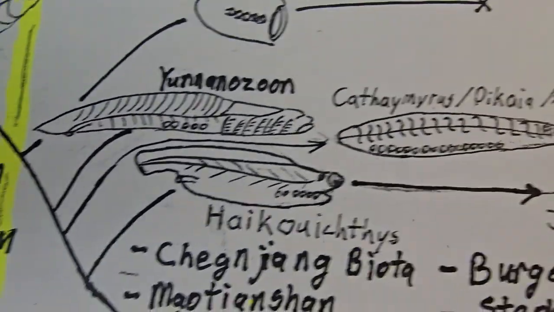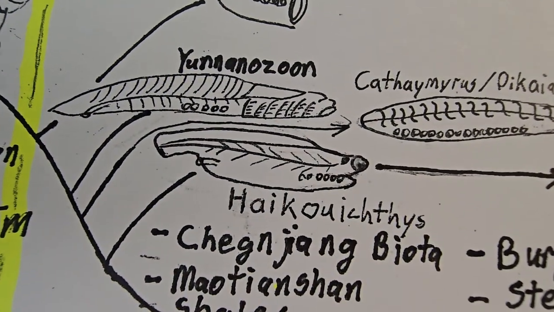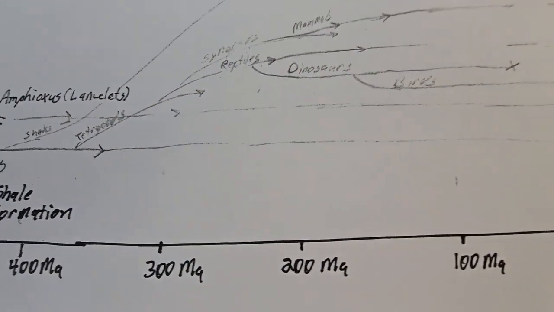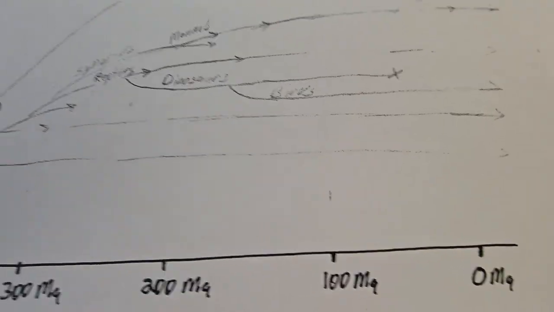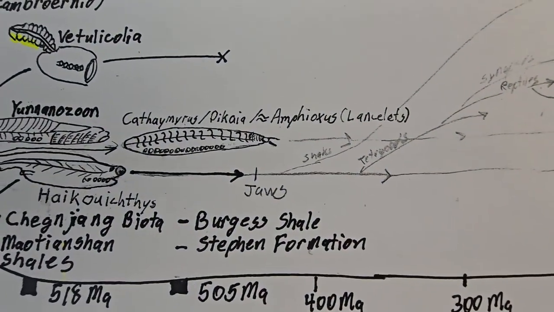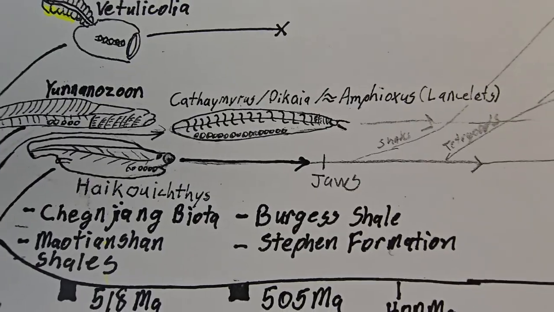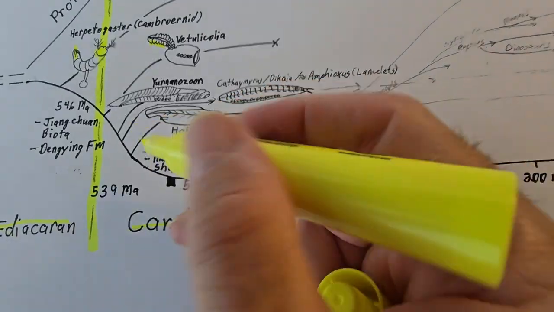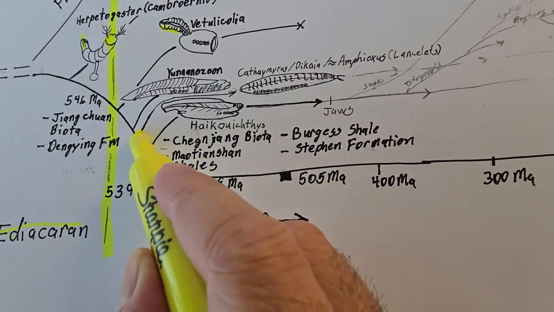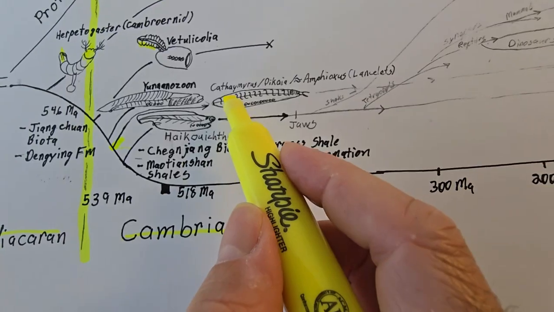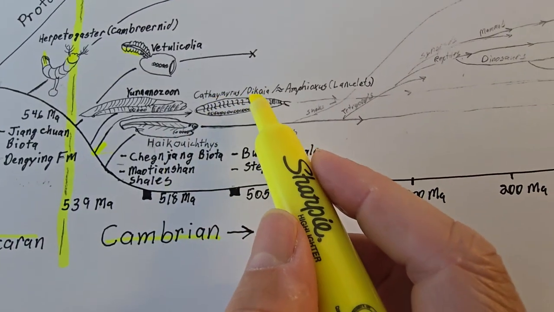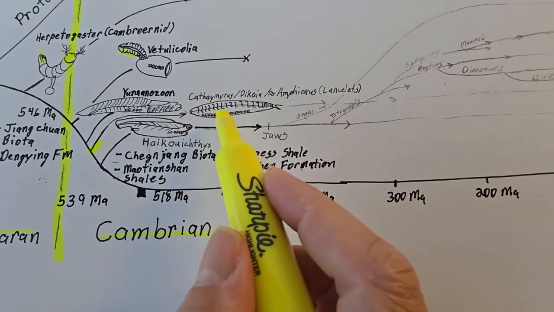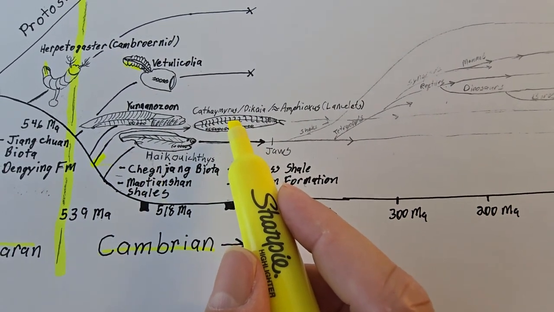So what's interesting is this lineage here, after Yunnanozoon, kept going all the way down through hundreds of millions of years and kept on evolving. So that's a fascinating animal and very significant in our evolutionary history. So what's interesting though, right here is where I have this Cathaymyrus, and it's different from Pikaia, but it's very similar, so I'm putting them in the same clade, so to speak.